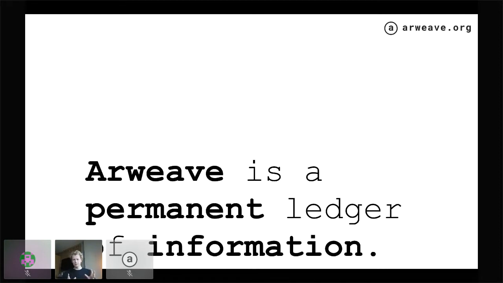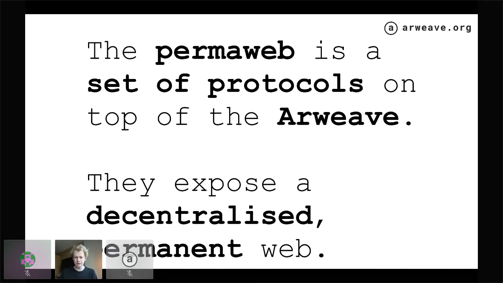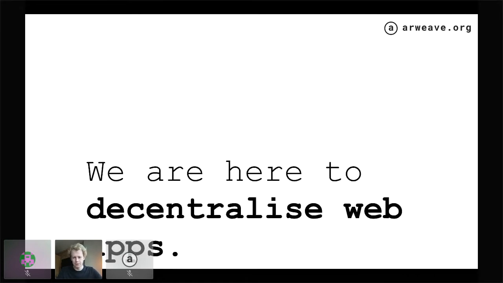Okay, so this is what Arweave does. But on top of this is the PermaWeb. PermaWeb is a set of protocols that expose a permanent decentralized web made of the information that's stored inside the Arweave. So that's not just static stuff like documents, web pages, media, images, all these types of things, but it's also dynamic things such as web applications. And that's what we're here today to look at. We're essentially here to decentralize web applications.